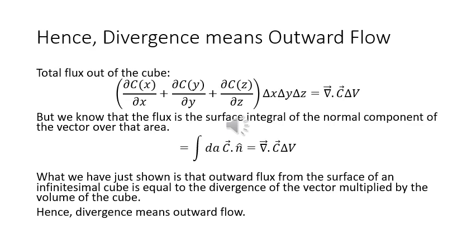But we know that flux is the surface integral of the normal component of the vector over the area. So the integral of ds C dot n is going to be equal to the divergence of C over an elemental volume δv. So what we have just shown is that the outward flux from the surface of an infinitesimal cube is equal to the divergence of the vector multiplied by the volume of the cube. Hence, divergence means outward flow.